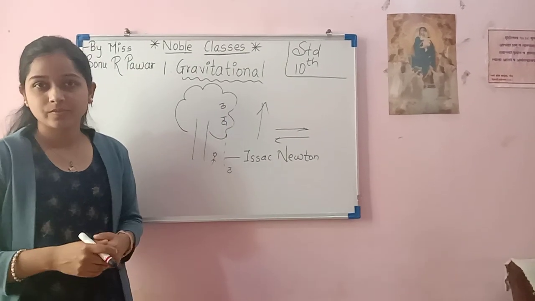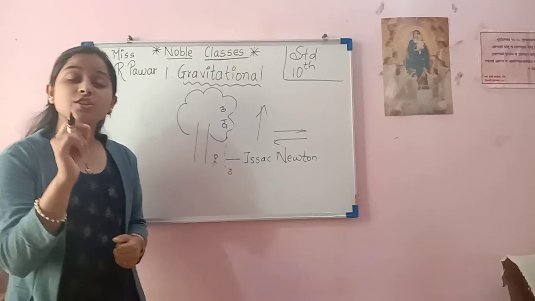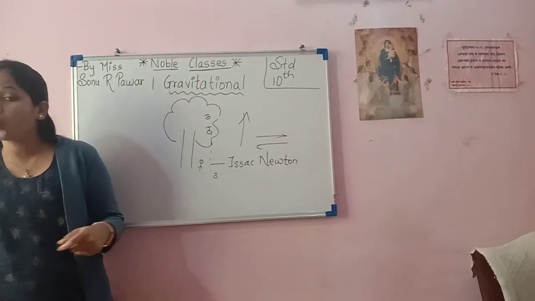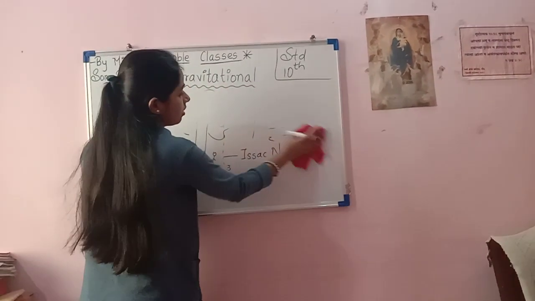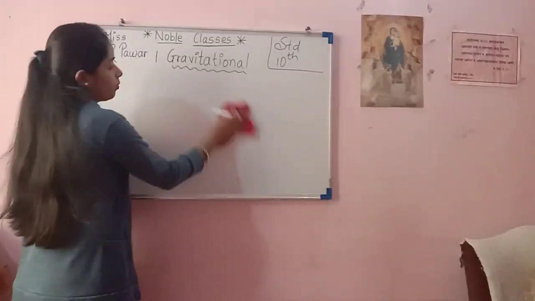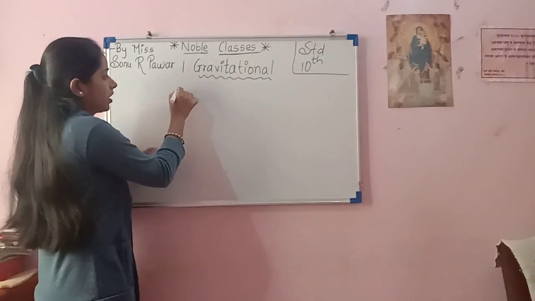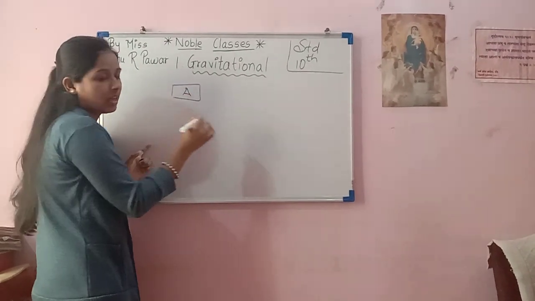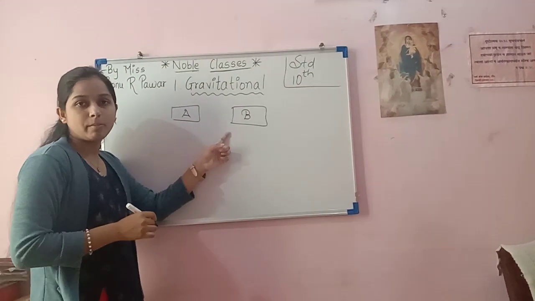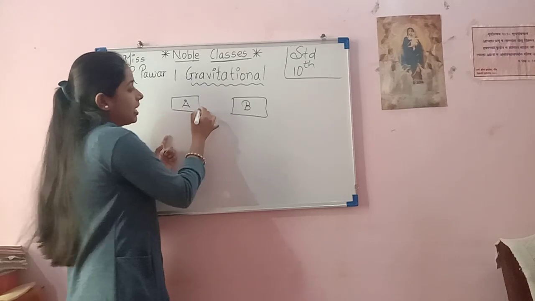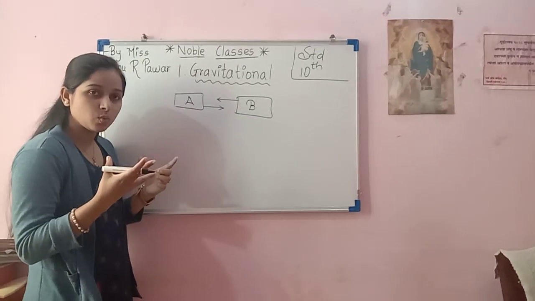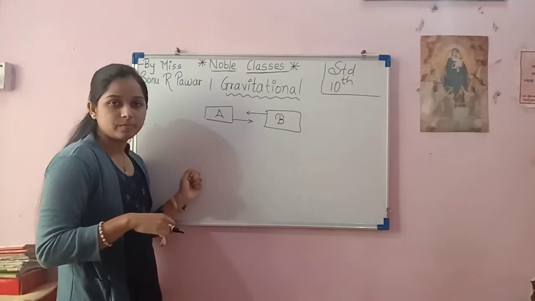Now what is gravity? Gravity is a phenomenon in which two objects, for example, if I consider two objects, I think many of you have seen magnets in your childhood, you must have played with magnets. So consider this is object A and this is object B. These two objects try to attract each other. Try to attract each other means what? They try to come closer to each other.